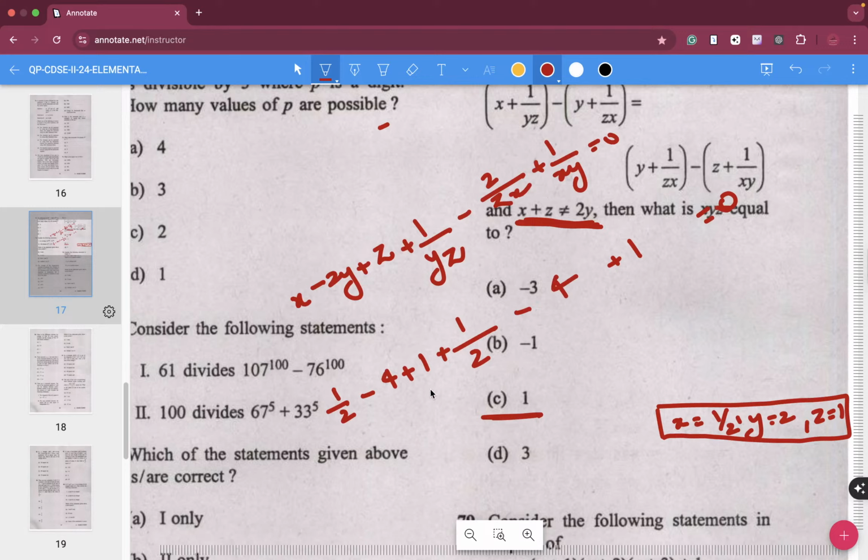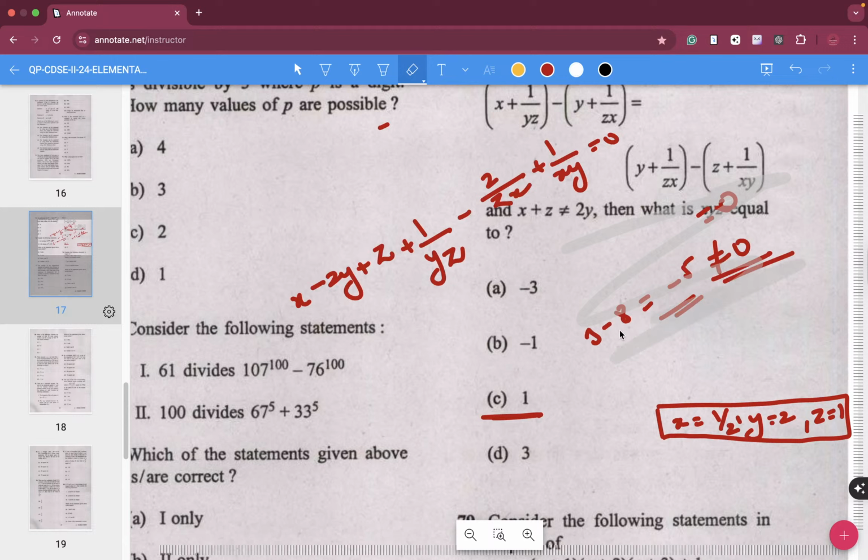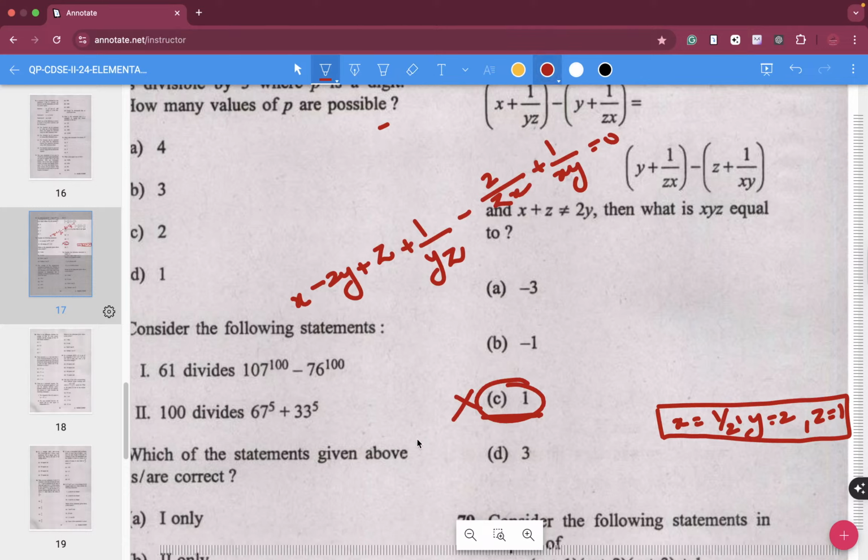Now this particular value, half plus half is 1, right. 1 plus 1 is 2 plus 1 is 3, right. 3 minus 8, it is minus 5. It is not equal to 0, right. If it is not equal to 0, which means we can say that C is not your answer, folks. So one thing is certain, that C is not your answer.